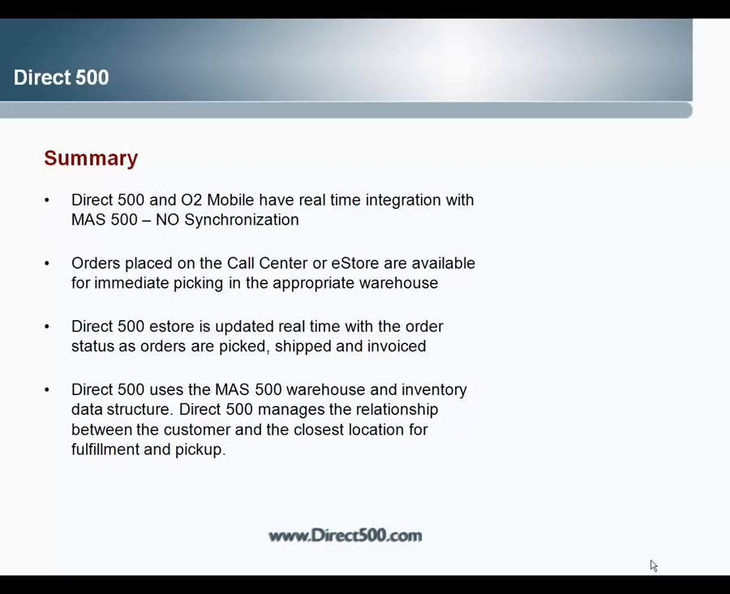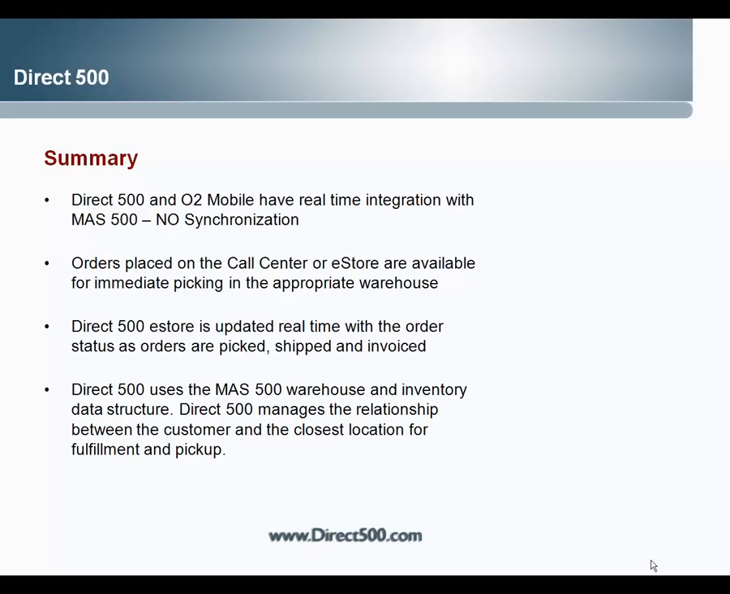The Direct 500 eStore is also updated real time in the other direction. So as we continue to work in MAS 500, creating picks, shipments, and invoicing, that information can also be reviewed by the customer at their e-commerce site. As they log in, they'll be able to do an order inquiry, track the package if it's being shipped, or see if it's available for pickup.